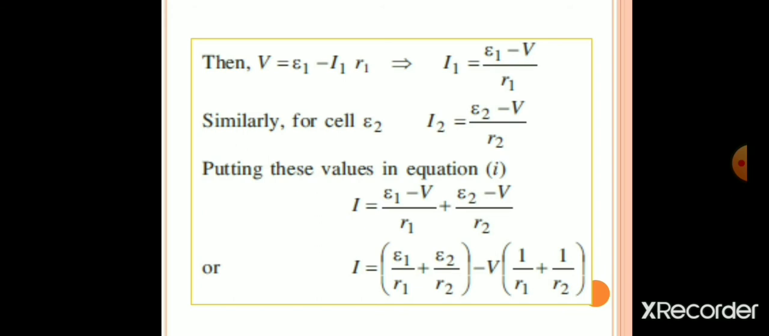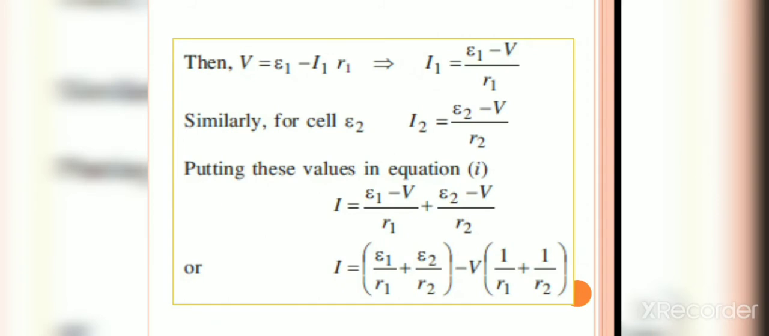So I is equivalent to I1 plus I2, which is equivalent to (E1 minus V) by R1 plus (E2 minus V) by R2. If we rearrange and write, we will get I is equivalent to E1 by R1 plus E2 by R2 minus V into (1 by R1 plus 1 by R2). So, E equivalent can be written as (E1 R2 plus E2 R1) divided by (R1 plus R2) and R equivalent is equivalent to R1 R2 divided by (R1 plus R2).